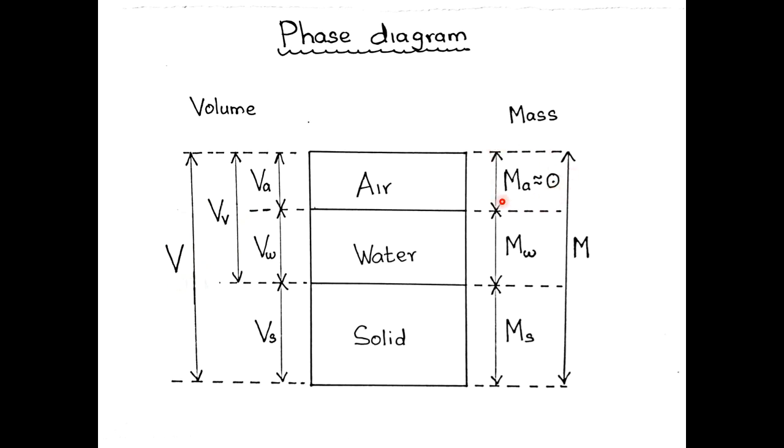MA mass of air, normally 0, MW mass of water, MS mass of solid, M total mass. This is called the phase diagram. Air, water, solid.